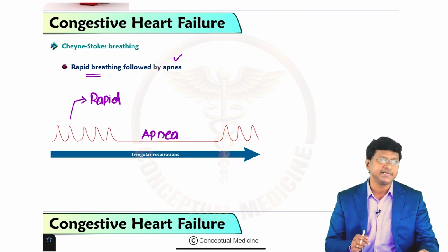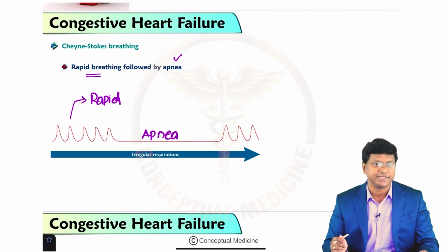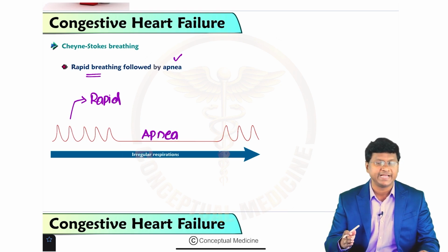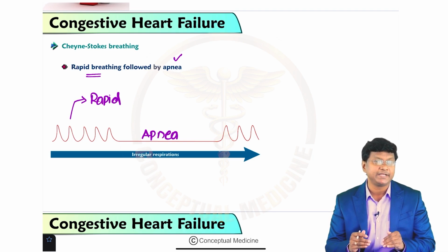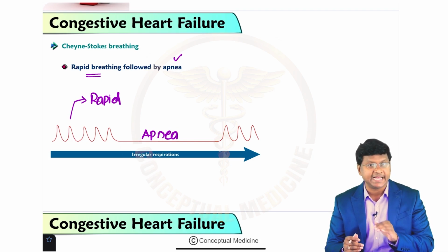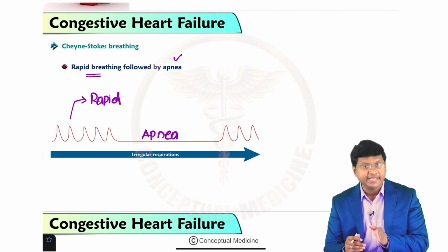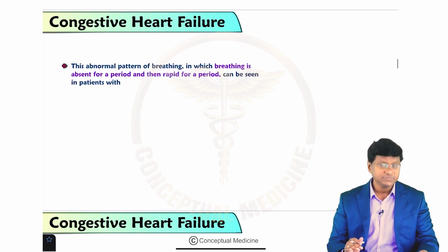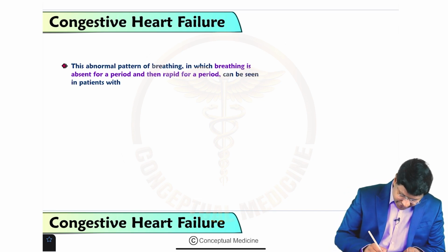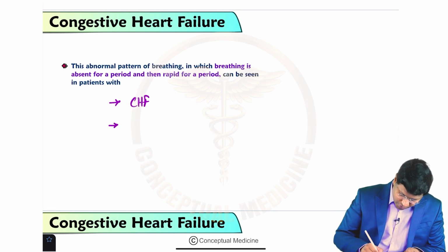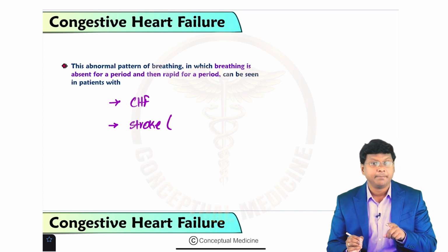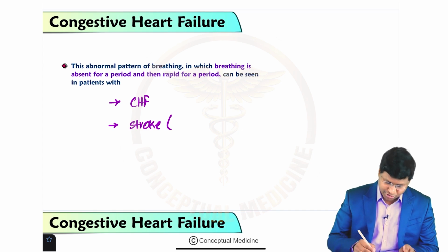And in which clinical conditions do you have this Cheyne-Stokes breathing, where there is rapid breathing followed by apnea? This abnormal pattern of breathing, in which breathing is absent for a period and then rapid for a period, can be seen in patients with congestive heart failure. This can be seen in patients with stroke, that is bihemispheric damage.